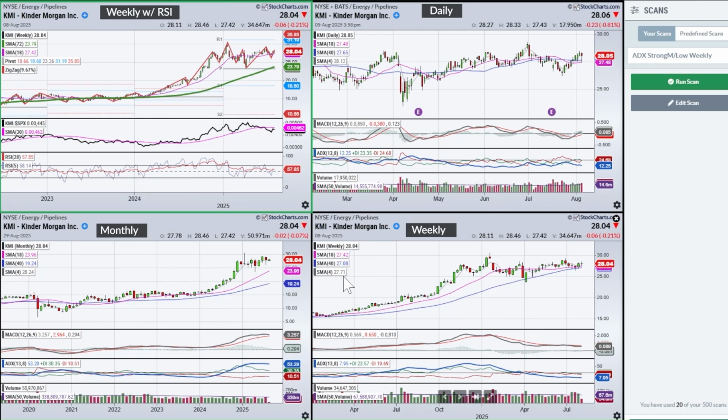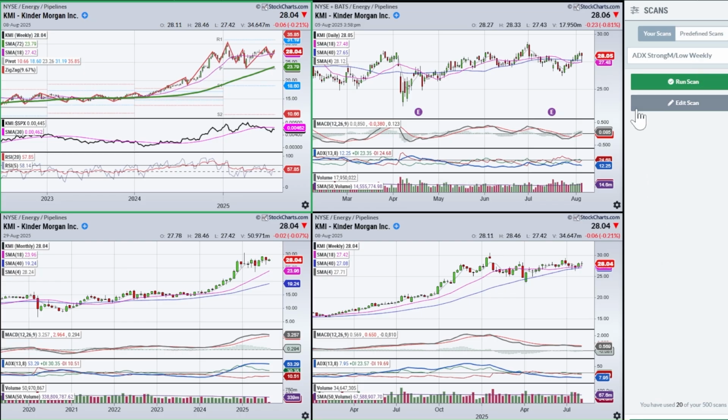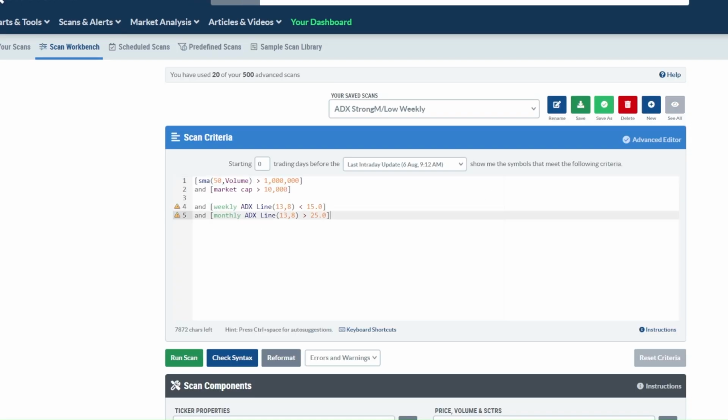All right, so I've got Kinder Morgan up because it's a great example of a stock that meets the criteria of this screen. Now, first thing I want to do is just hit this edit scan. Let me just go back and make sure everyone sees what I was looking at. Over here, the second tab down is scans. And these are my scans. This one, I call it strong M for monthly and then low weekly. So we can either run it, and first what I'm going to do is hit edit so you can see exactly what I've put in here.